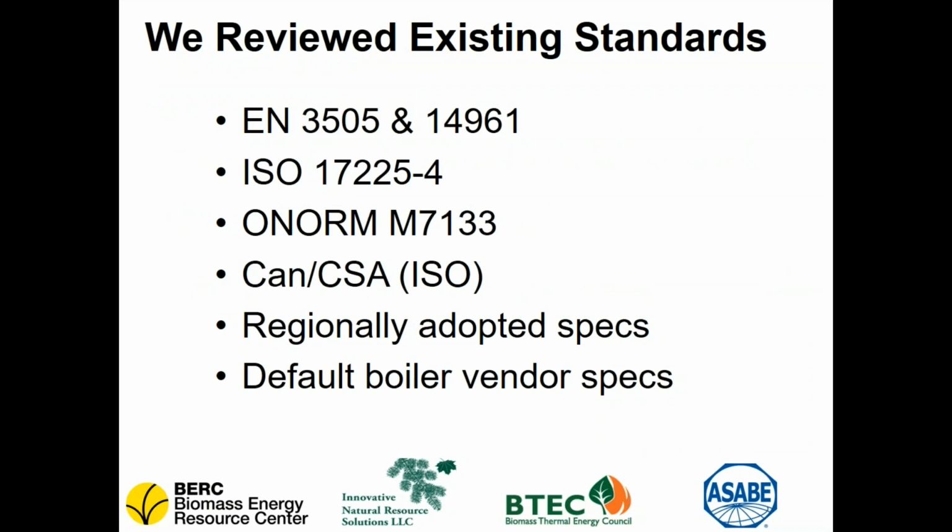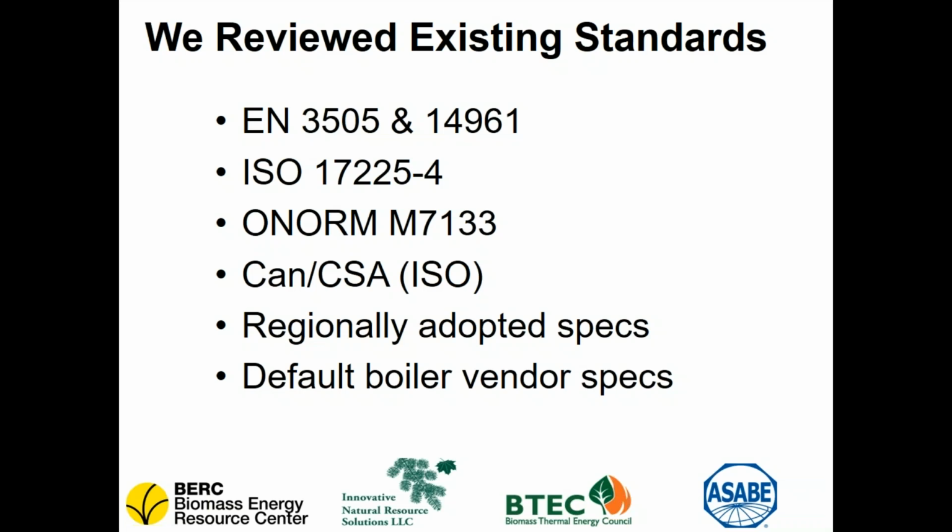Next slide. So to answer that question of which path we should go down, we really first had to look at some of the existing standards and take inventory of what was already out there, what they covered, how they did it, and figure out how applicable it would be for the U.S. market. So we took a close look at these existing standards from around the world, the EN 3505 and 14961 from the European Union. We also looked at the ISO 17225-4 standard, which is the International Organization for Standardization.